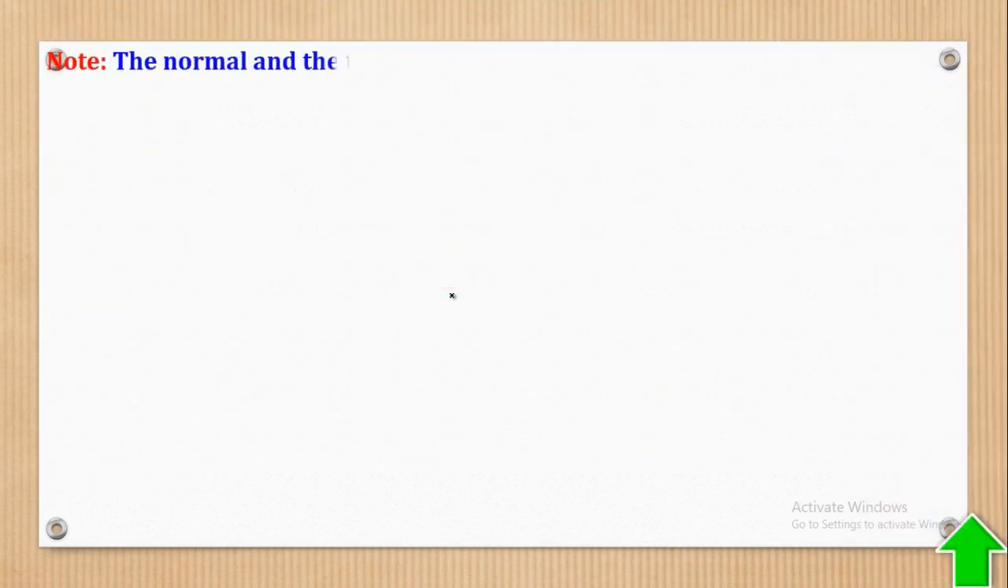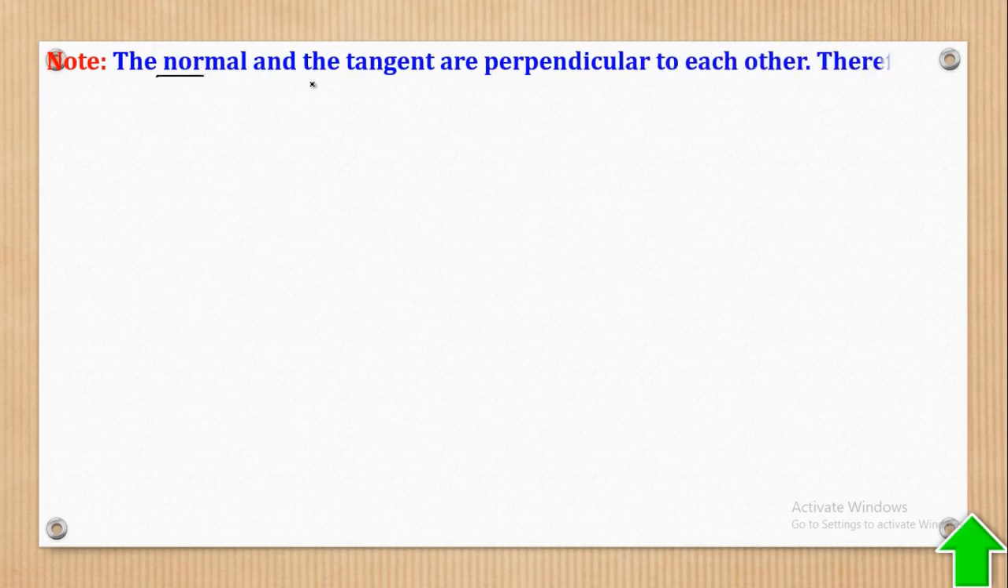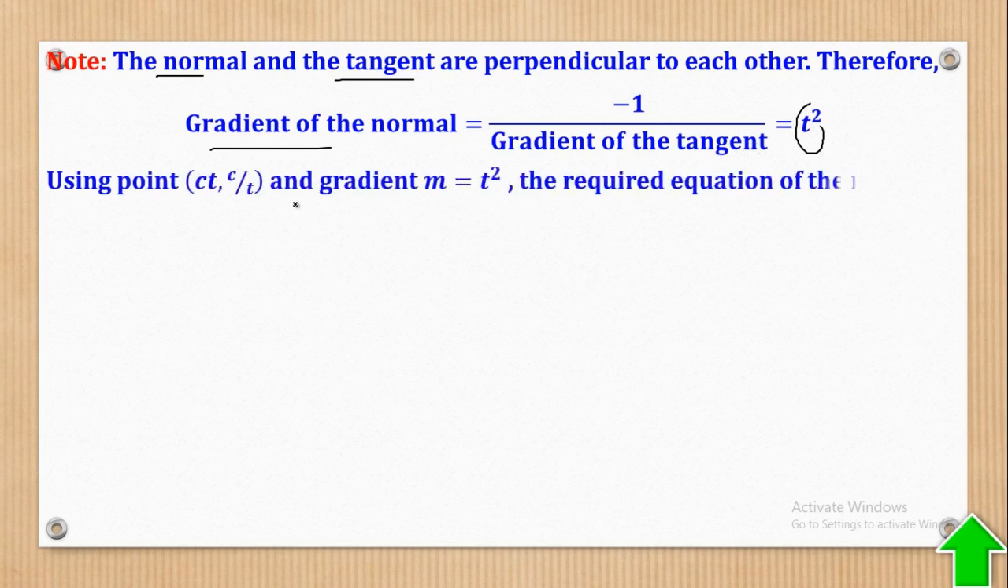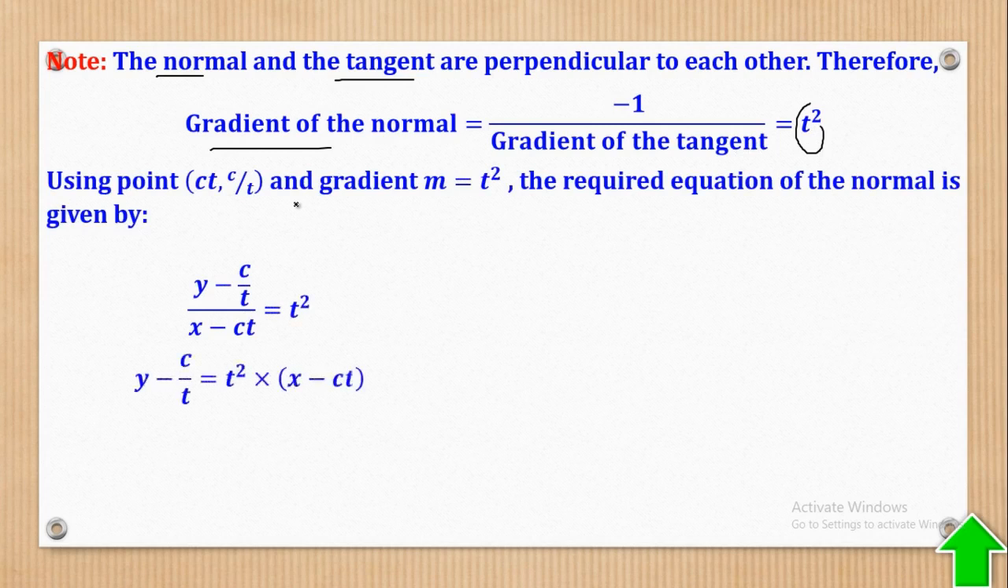What about the equation of the normal? You shall remember that the normal and the tangent are perpendicular to each other. Therefore, the gradient of the normal will be -1 over the gradient of the tangent, which will be t squared. So now that I have the gradient and a general point, I can easily get the equation of the normal. Change in y over change in x equals gradient, cross multiply, open brackets, simplify.